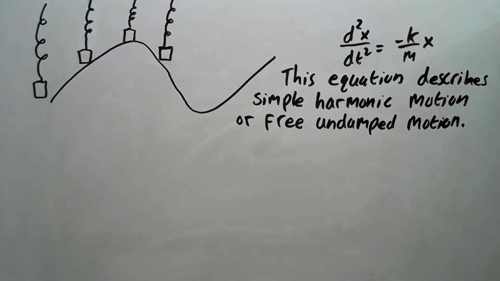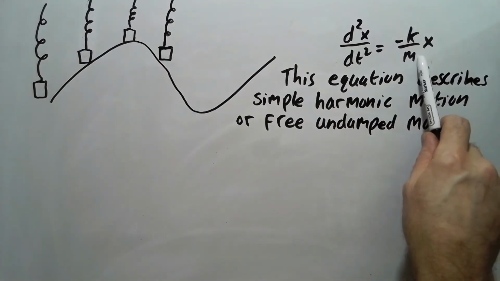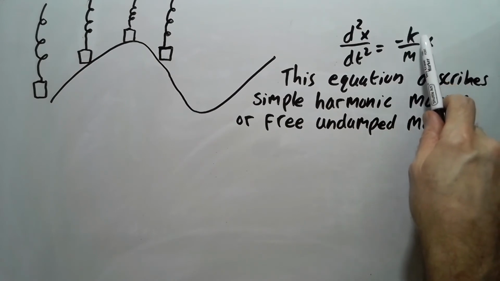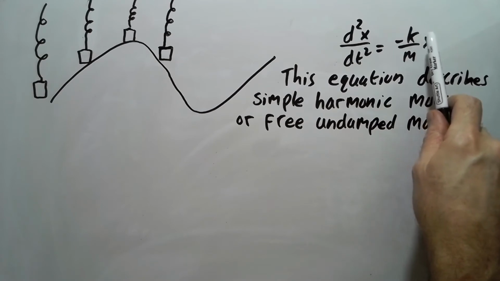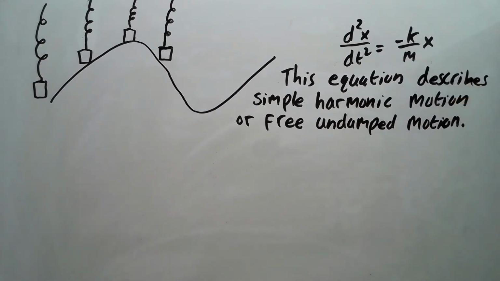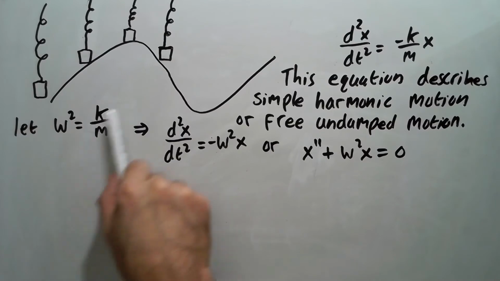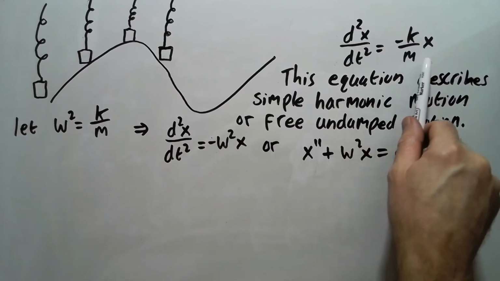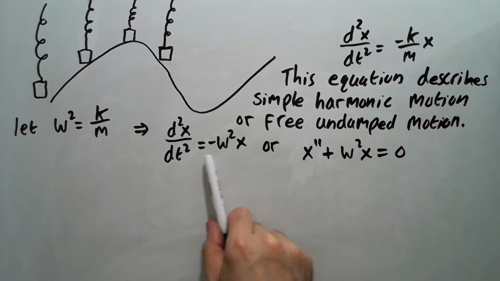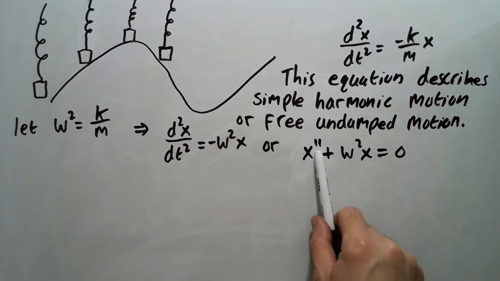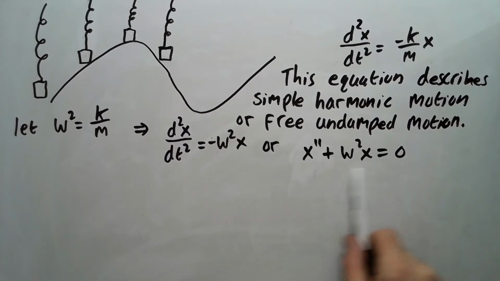We're now going to solve this differential equation. But first I'm going to make a substitution. I'm going to let k over m equal omega squared, or w squared. Let me write that here. So I'm letting omega squared equal k over m. Plugging in up here, we'll have our second derivative equals negative omega squared x. Moving this over here, we'll have this differential equation. I'm writing x double prime rather than this now.